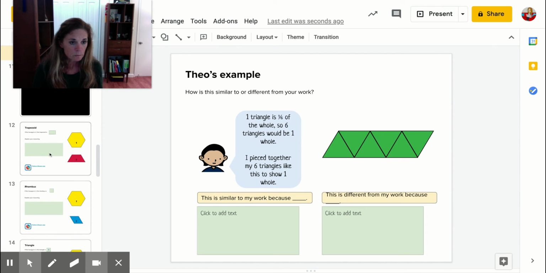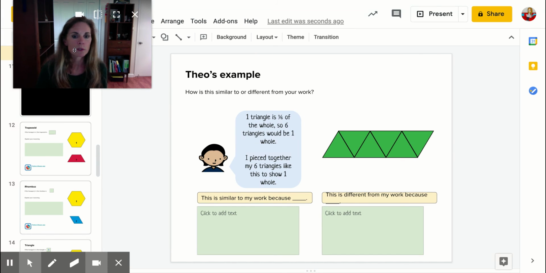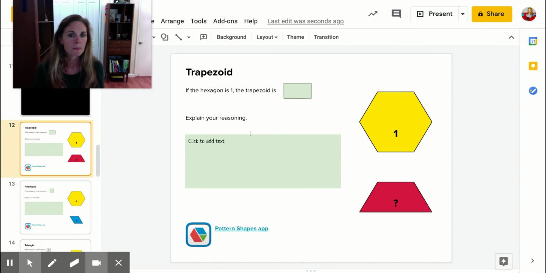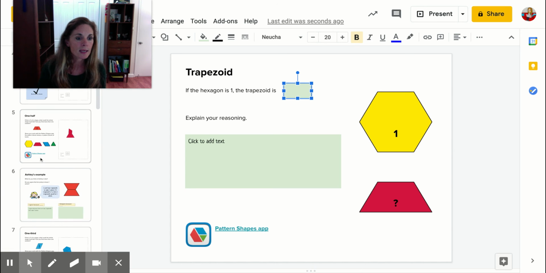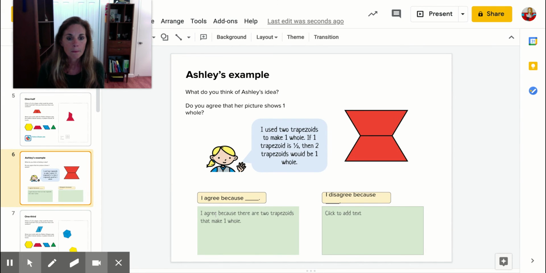All right. So here's what you need to do. This is what you have to do. What we were just looking at, you don't have to do it, but it's fun and I encourage it. This is what I'd like for you to do. Slide 12. If the hexagon is 1, you see a 1. The trapezoid is what part of the hexagon? You're going to write in this box a fraction. If this is 1, what is the trapezoid? And then you're going to explain your reasoning, just like I explained my reasoning up here, right?